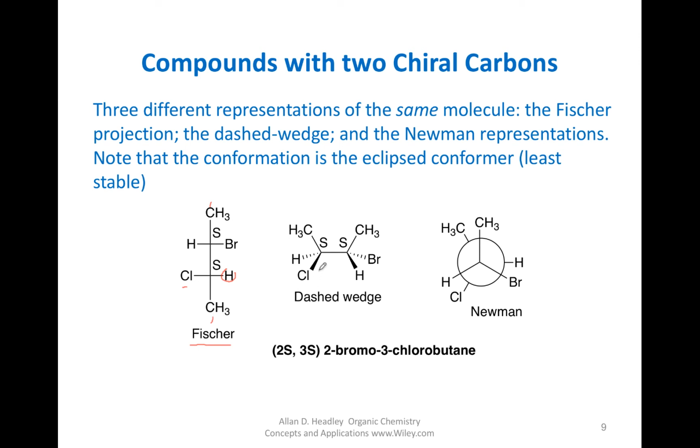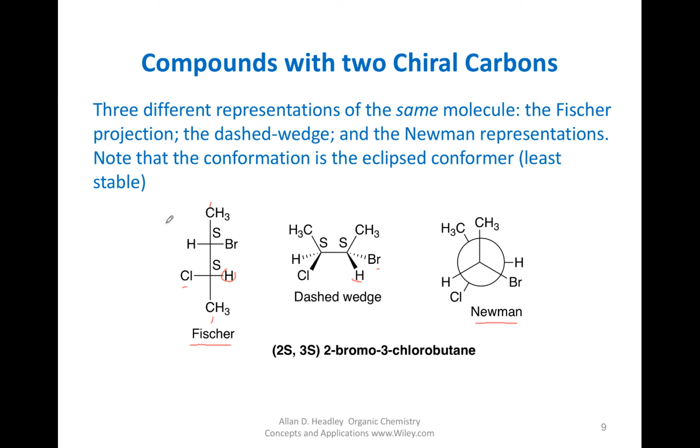The same molecule in the dashed wedge as we had before. This is in front, in the back, in front, in the back. And this is the Newman, looking directly down a carbon to get the eclipsed conformer. So again, this is why we need to get a good visual in 3D using your model, because this is how we will, as chemists, communicate. We will communicate using either the Fisher, the dashed wedged, or the Newman projection.